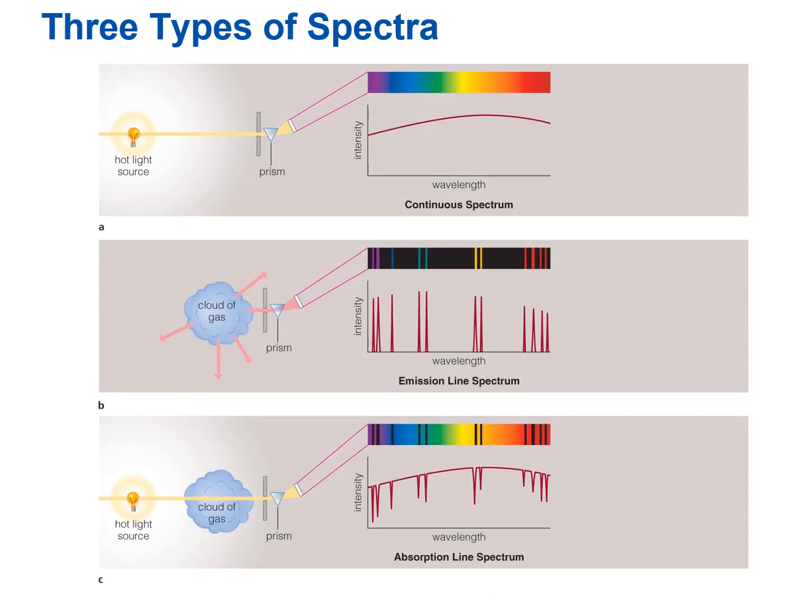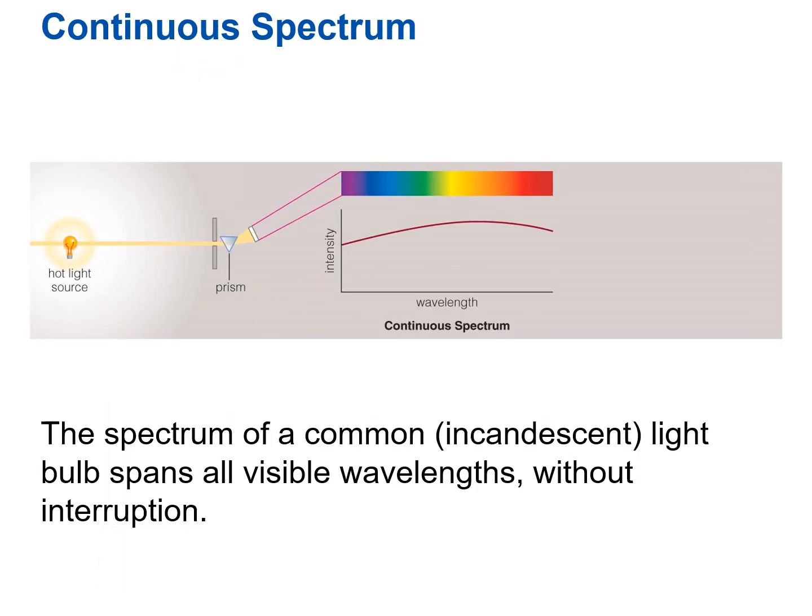There are three types of spectra, so you should know spectra is the plural of spectrum, and here you have them all three in a line right there, but let me break it down and look at them individually, the first one being a continuous spectrum. Here we have a light bulb, so an incandescent light bulb, which gives off white light. It spans all of the visible wavelengths.